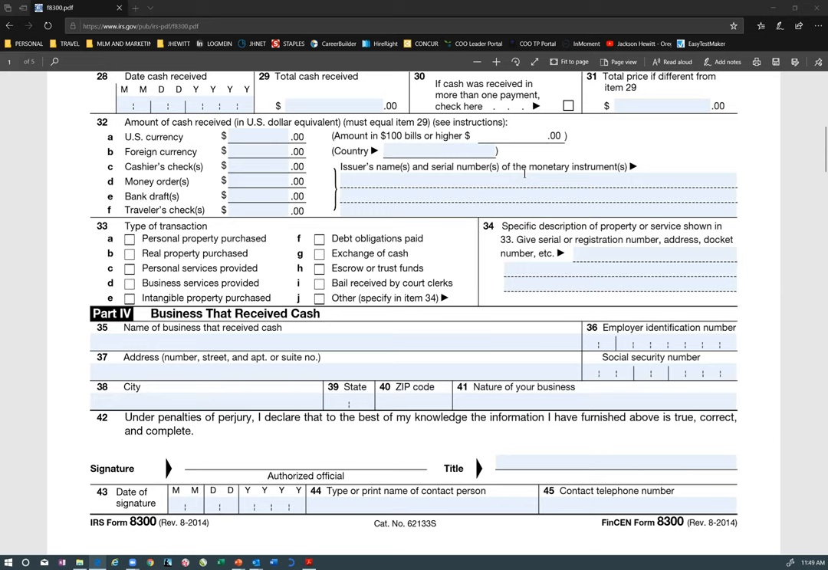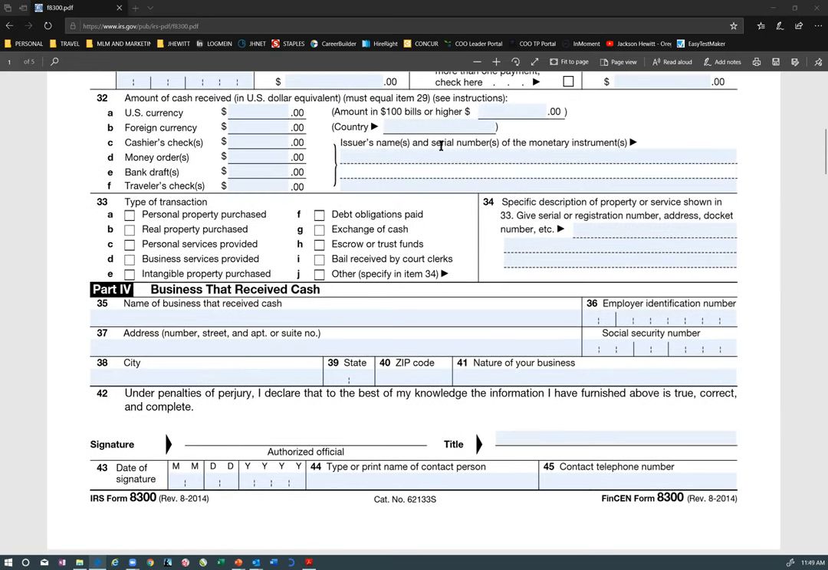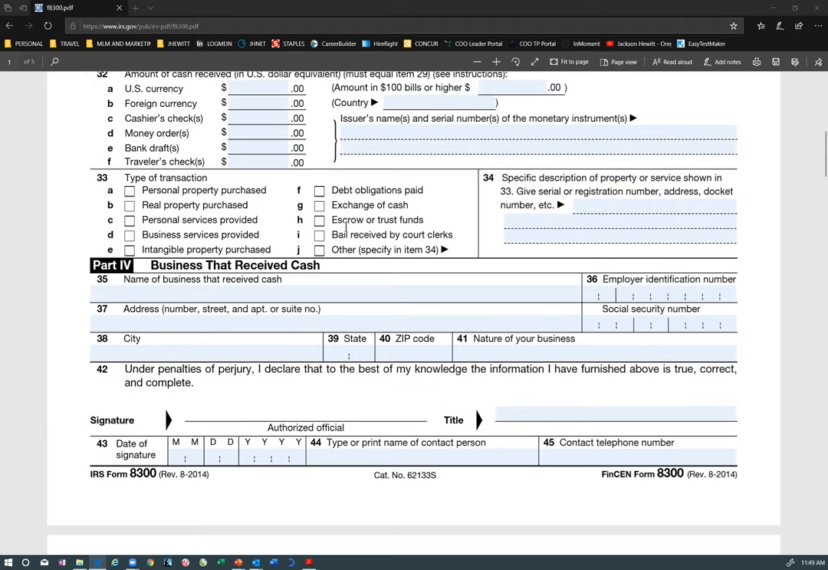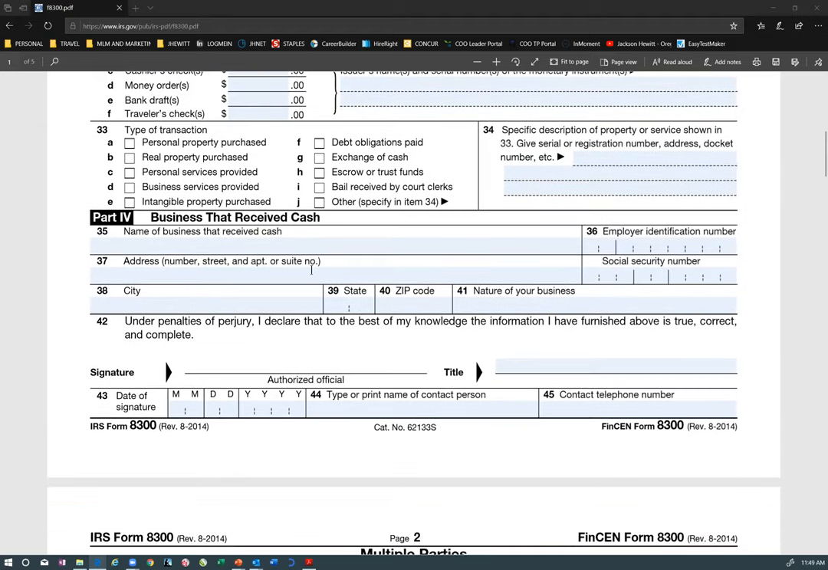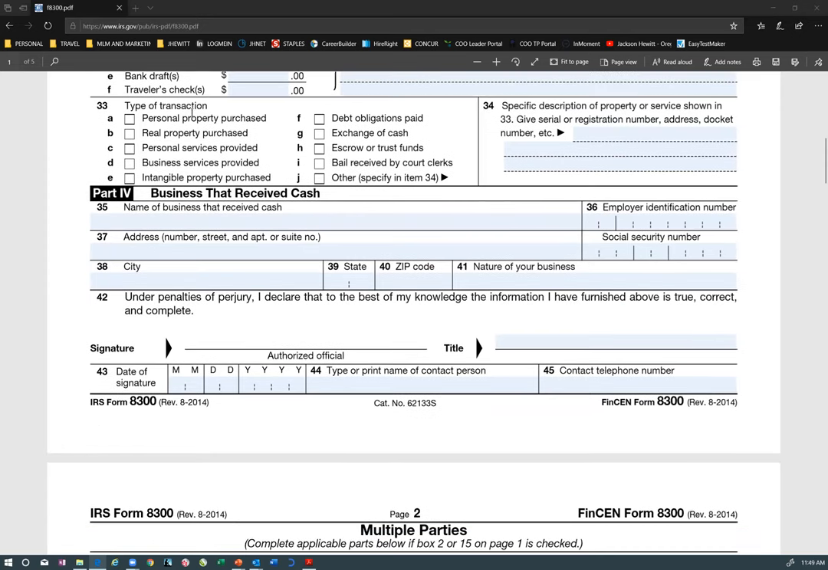And start going through here. They also want to know, if it has cashier's checks and that sort of thing, the country that the money came from, and for the cashier's checks, who issued them, that sort of thing. All right. Type of transaction. They want to know what it was for. You know, bail received by court clerks.